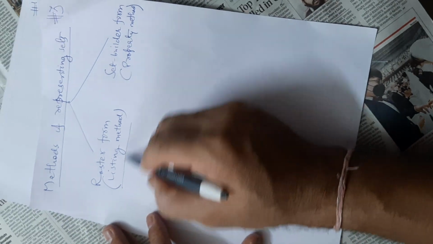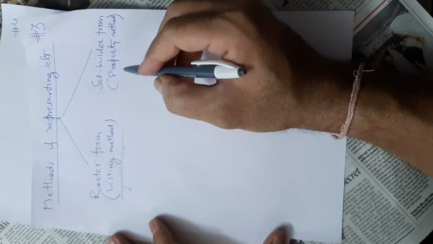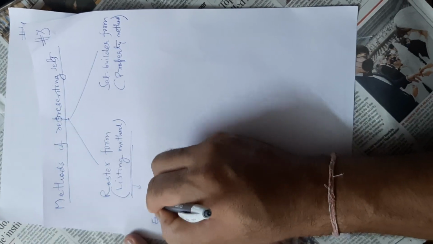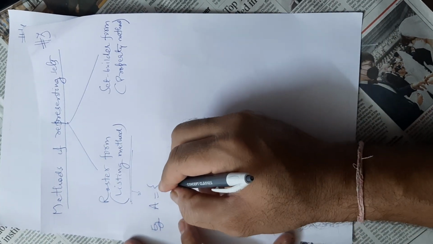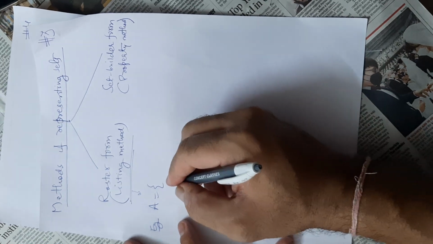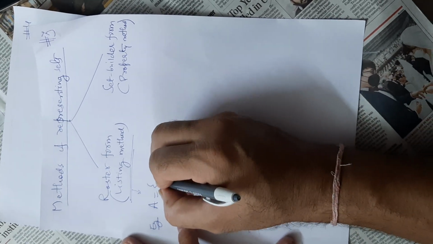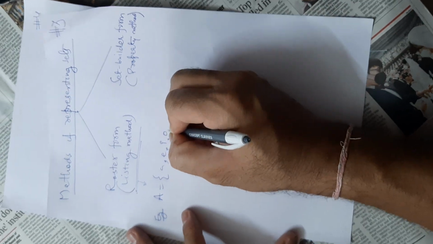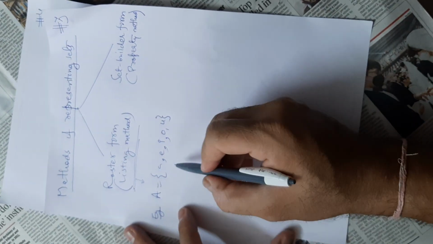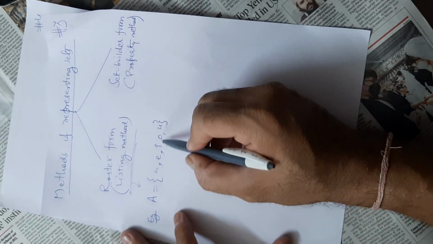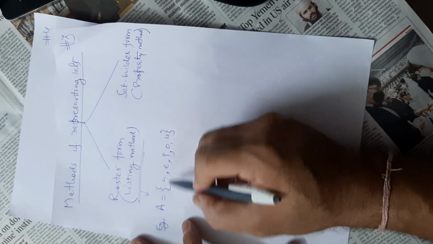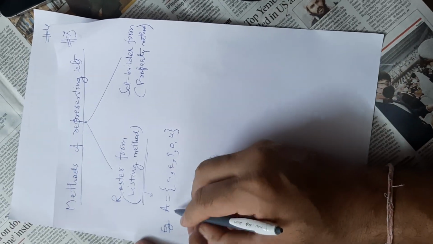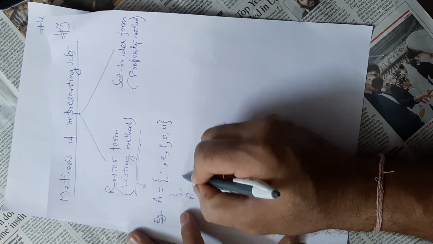In a roster form, what we do, we write the members explicitly. Like for example, I'll take here set A equals to A, E, I, O, U. Suppose I have these 5 members. So immediately you must have realized this A, E, I, O, U are nothing but what? Vowels in the English alphabet. So I can write the same set A like this.